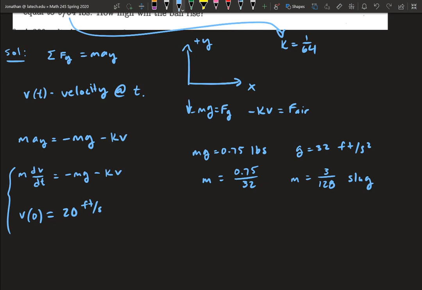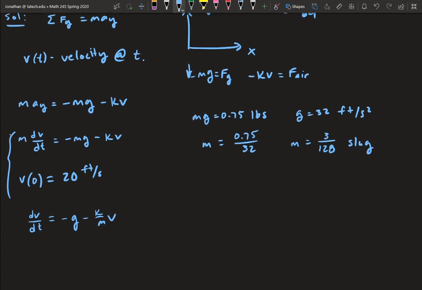We got our differential equation. So we can say dv/dt equals negative g minus k over m v. So that's true because, let's see, I'm dividing through the differential equation by m.